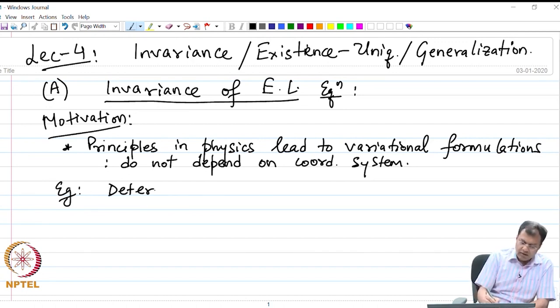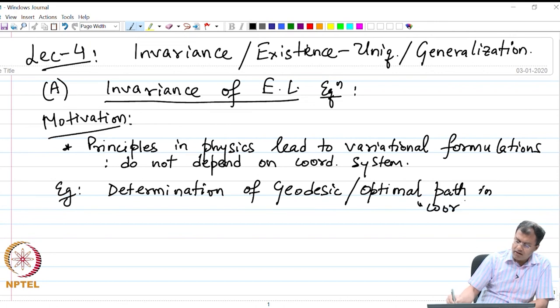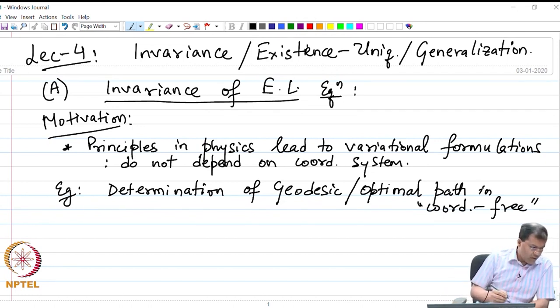The determination of a geodesic, for example, is frame independent, right. Later on we will show that when we find the geodesic on a sphere, it is sometimes better to find the geodesic using polar coordinates rather than a Cartesian coordinate frame, and we will see that the geodesic comes out to be identical, right. So, the determination of the geodesic or the optimal path is coordinate free. This is one case which we will see in depth later on. Based on this motivation, one expects that the Euler-Lagrange equation should also be coordinate free, because many of these Euler-Lagrange equations describe physical phenomena which are also coordinate free, right.